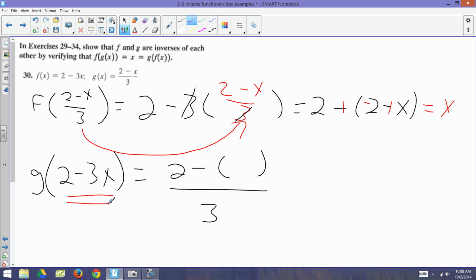This is what goes in for my x. Distribute your negative, and I end up with 2 minus 2 cancels out, so I end up with 3x over 3, which is x. So I just verified that they're inverses of each other.